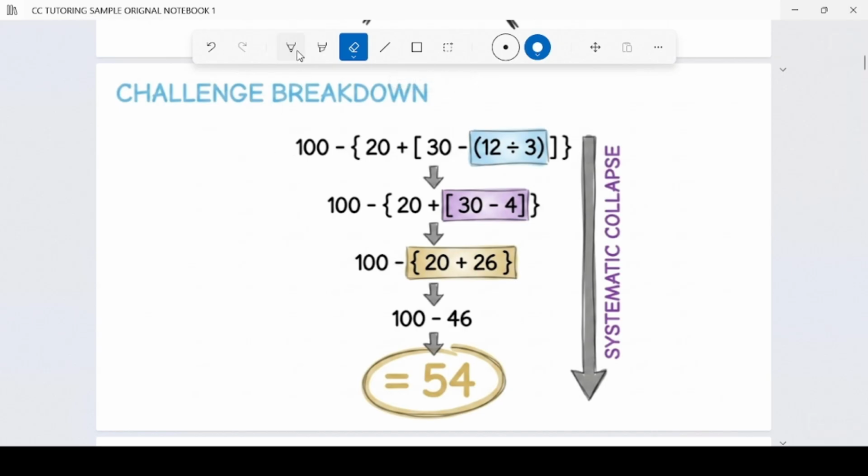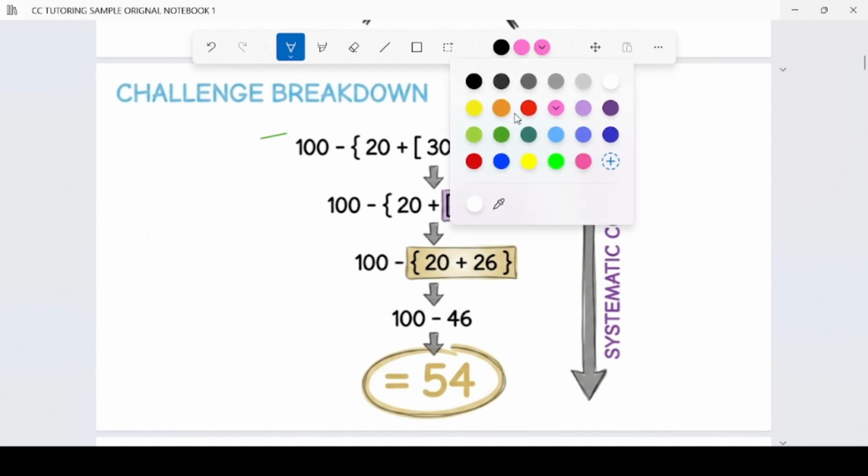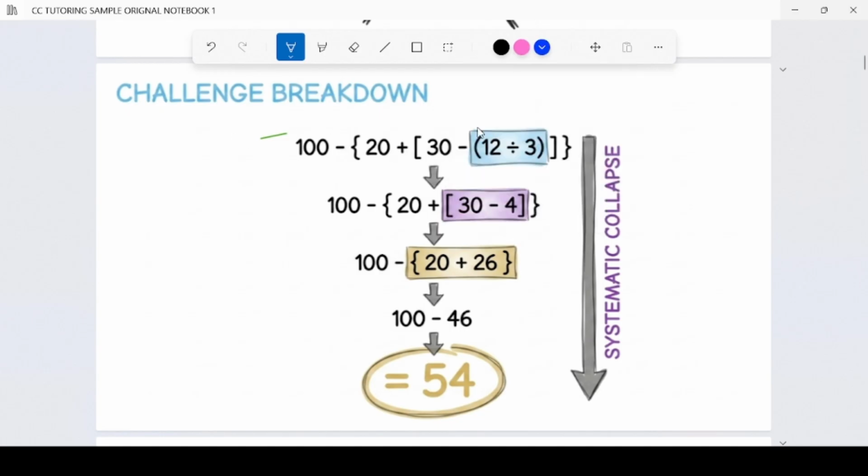If you want to solve this question, give it a try. First of all, you'll solve this part. After that, when you are done with this, you'll solve this part because it is the square bracket.